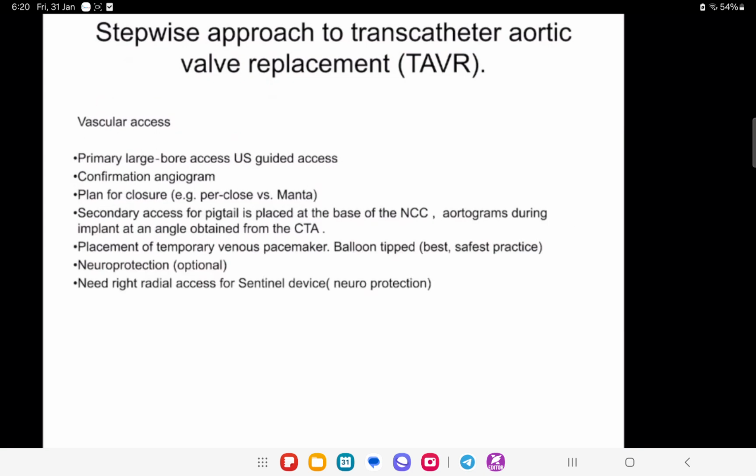Vascular access: the primary large-bore access is under ultrasound guidance, with a confirmation angiogram and a plan for closure, with devices such as ProGlide or MANTA, which has two preloaded sutures within it. The secondary access is for the pigtail, which is placed at the base of the non-coronary cusp, and multiple aortograms are taken during the implant at an angle obtained from the CT aortogram. Placement of a temporary venous pacemaker with a balloon-tipped catheter is the best and safest practice. Sometimes neuroprotection devices are also used.